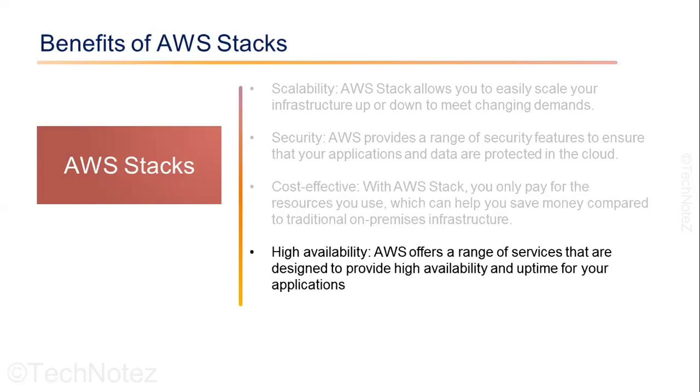AWS offers a range of services that are designed to provide high availability and uptime for your applications. You can use any of the tools like CloudFormation, Elastic Beanstalk, or OpsWorks to create your infrastructure in the AWS environment. We will discuss these tools in more detail in the coming slides.